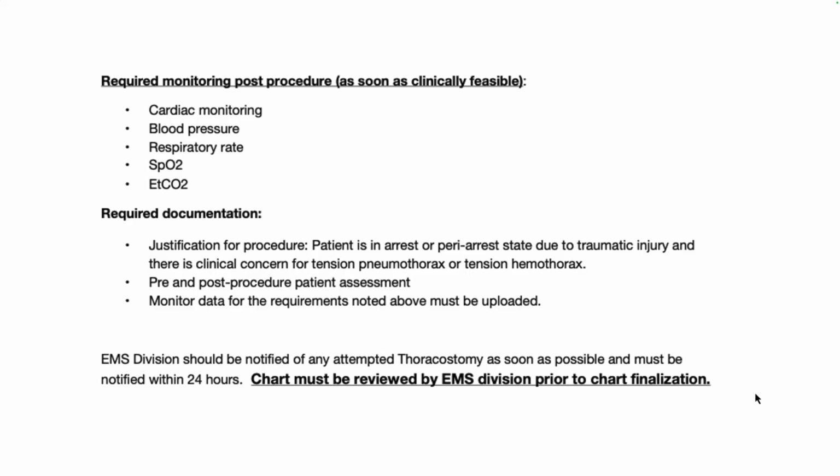So what are the required documentation? We need justification for the procedure. Just document the patient was in arrest or peri-arrest due to a traumatic injury and your clinical concern for tension pneumothorax or tension hemothorax. Write down what you saw that made you think that. We also need to have a pre- and post-procedure patient assessment. That's true for any of our procedures. Did it work? Did it help? Did it make things worse?